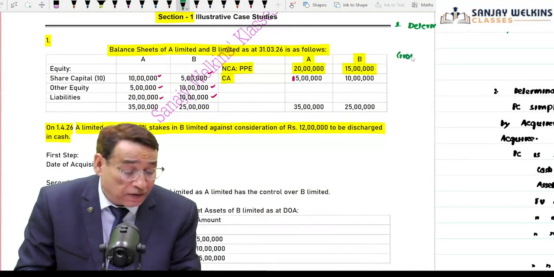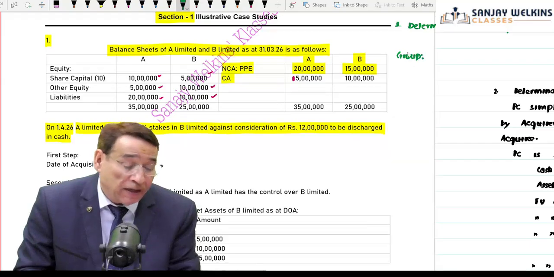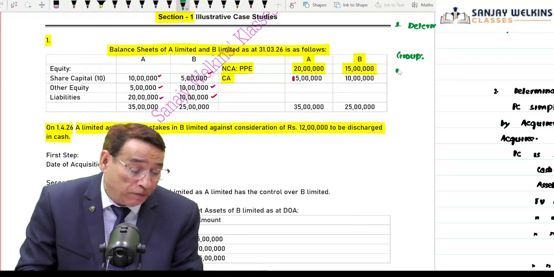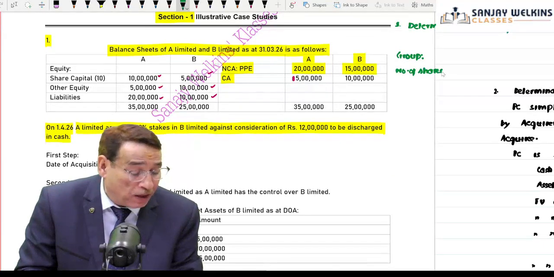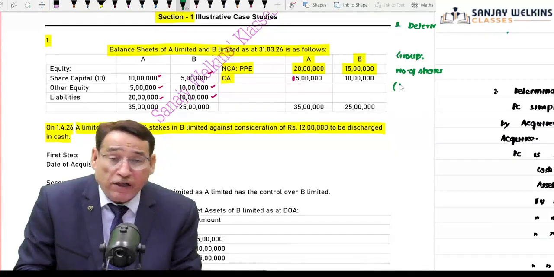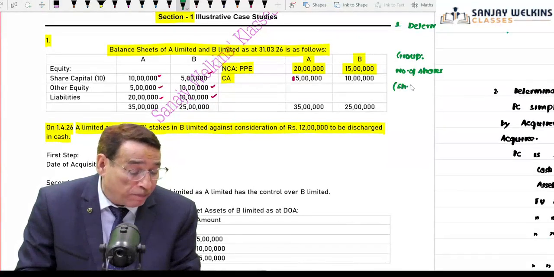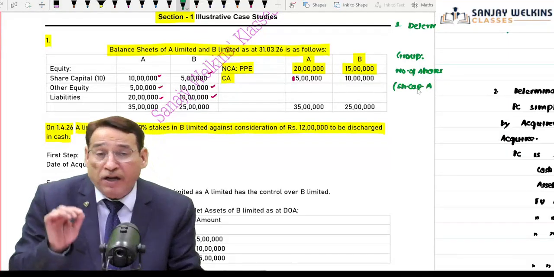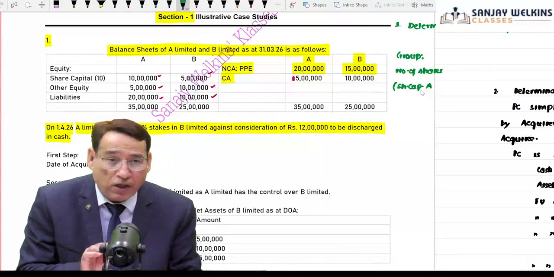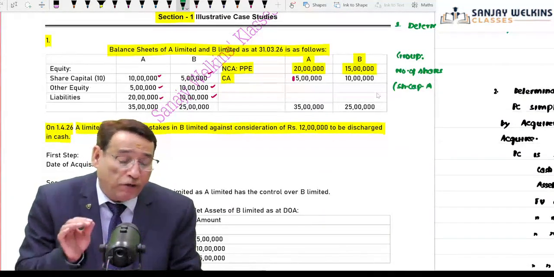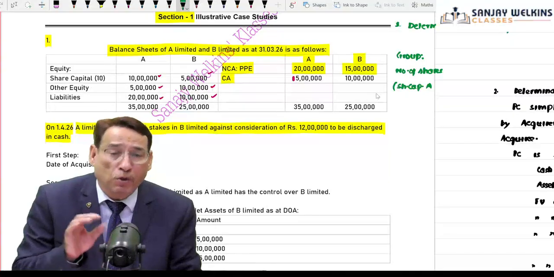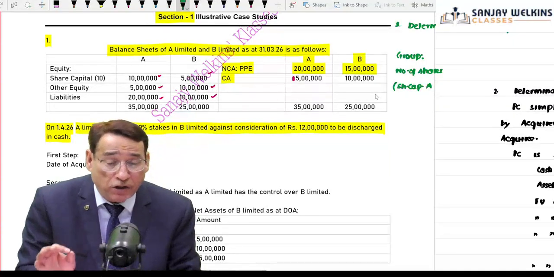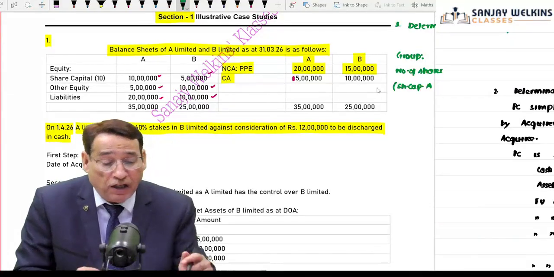The group comprises A and B. And I want to know the number of shares of the group. Now, number of shares of the group. I told you earlier, when we say number of shares in the group, it means indirectly I will take into account the share capital of A. I've already told you the share capital of the legal acquirer is taken into account for this purpose. Whenever we want to know the total number of shares or total share capital of the group, we will take into account the total share capital of the legal acquirer.